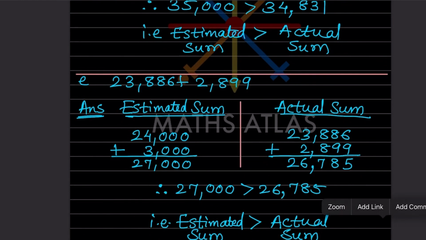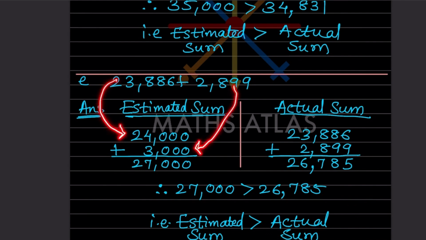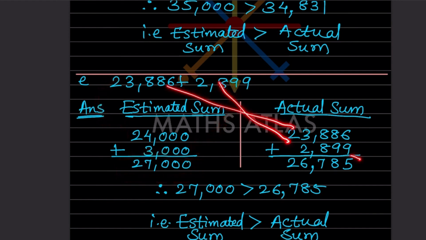Now for the next one, this rounds to 24,000. This turns out to be 3,000. So you get 27,000. And for the actual sum, these both numbers remain the same. So this is 26,785. So 27,000 is greater than 26,785. So the estimated sum is greater than the actual sum.